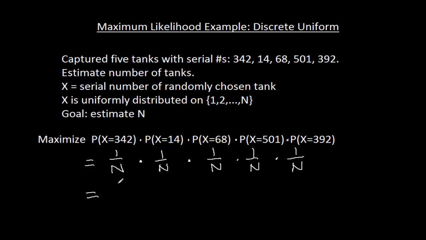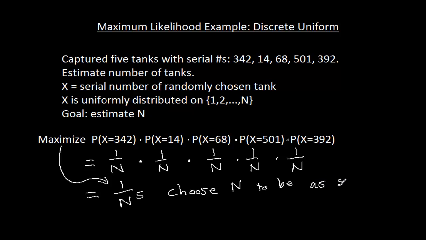So we want to maximize 1 over n to the power of 5. Well, if we want to maximize 1 over n to the power of 5, that means we choose n to be as small as possible. We know that n has to be positive, so to maximize this fraction, we minimize the denominator. And that's done by minimizing capital N.